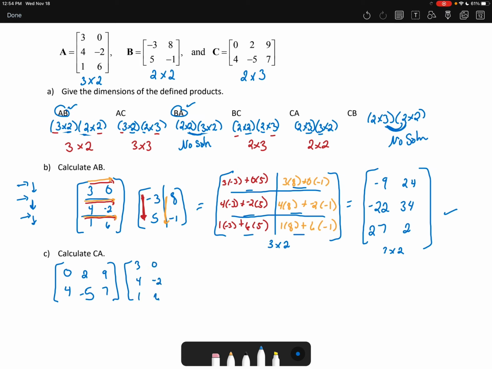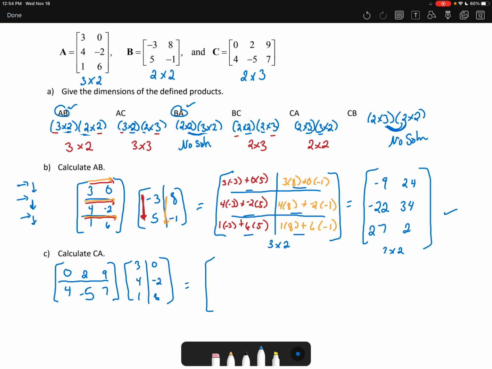So again, we're going to go across the rows, down the columns. Because this one was a 2 by 3 and a 3 by 2, we know our final solution should be a 2 by 2. So I'm going to split this up. I need entries for here, here, here, and here. Okay, and we're going to do our across, down, repeat method. I'm going to go across the first row, down the first column.